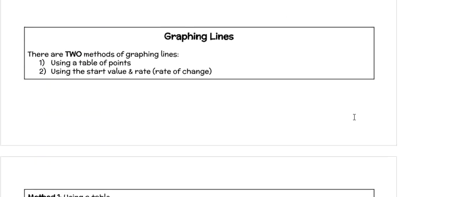Graphing lines. There are 2 methods of graphing lines. You did the Explorer activity on Friday on this, so you have a heads up on the 2 methods. One is using a table of points, which you've been doing repeatedly over the last few weeks, and the other one is using the start value and the rate, which is going to be fairly new to most of you, okay?